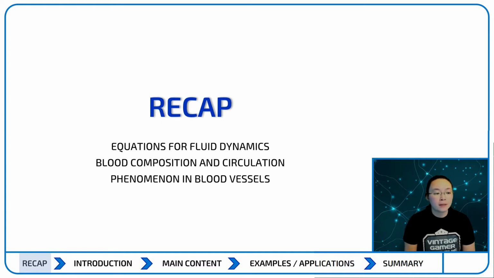So for the recap, I want to first go through some equations for fluid dynamics, basically all of the important ones that you should bring with you from the previous lecture. Then go through blood composition and circulation. We did make some assumptions about the shapes of blood vessels, so we want to take a look at that, as well as some important phenomena that we didn't consider for our modeling.